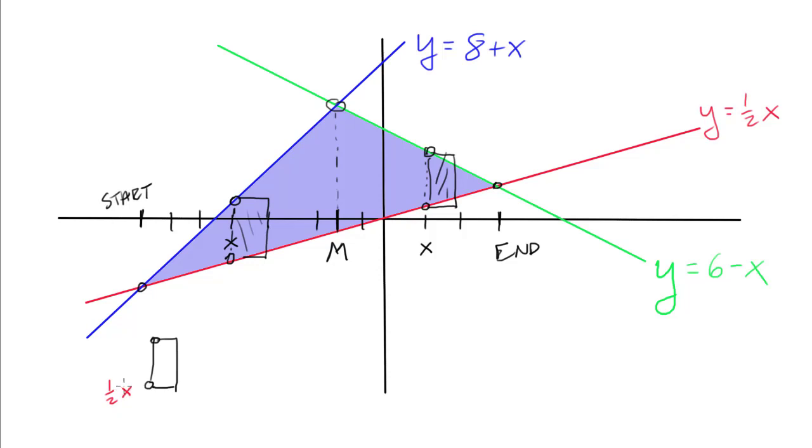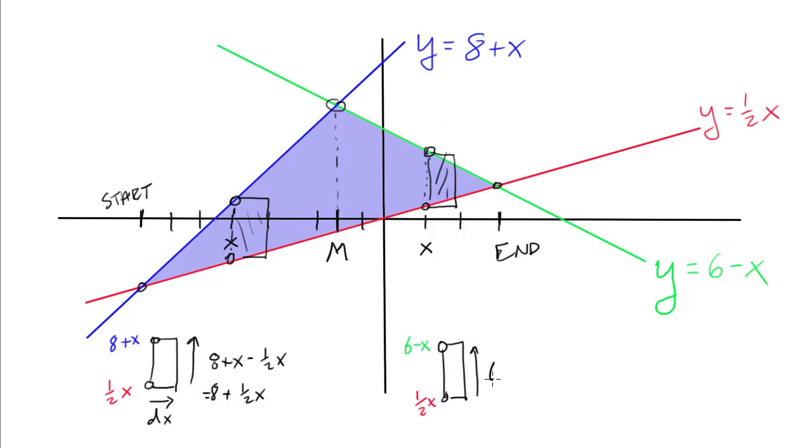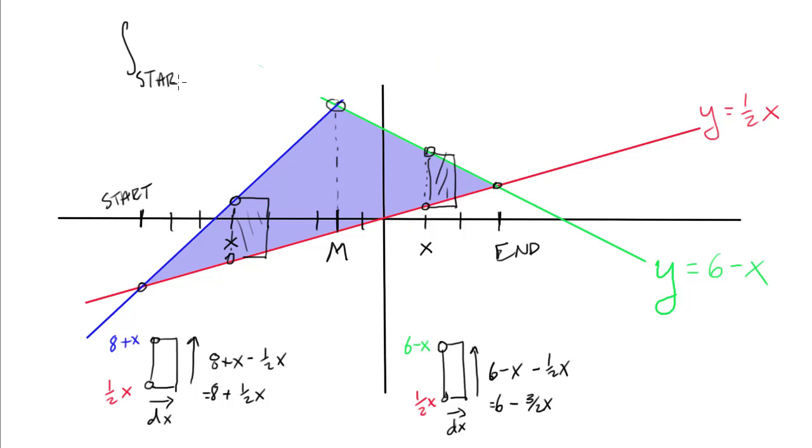On the left side, bottom curve, top curve, so the height, head minus tail, top minus bottom. On the other side of the M point, bottom curve, top curve, head minus tail, top minus bottom. And now step 3, I sum those rectangles from start to M, and I sum the other rectangles from M to end.